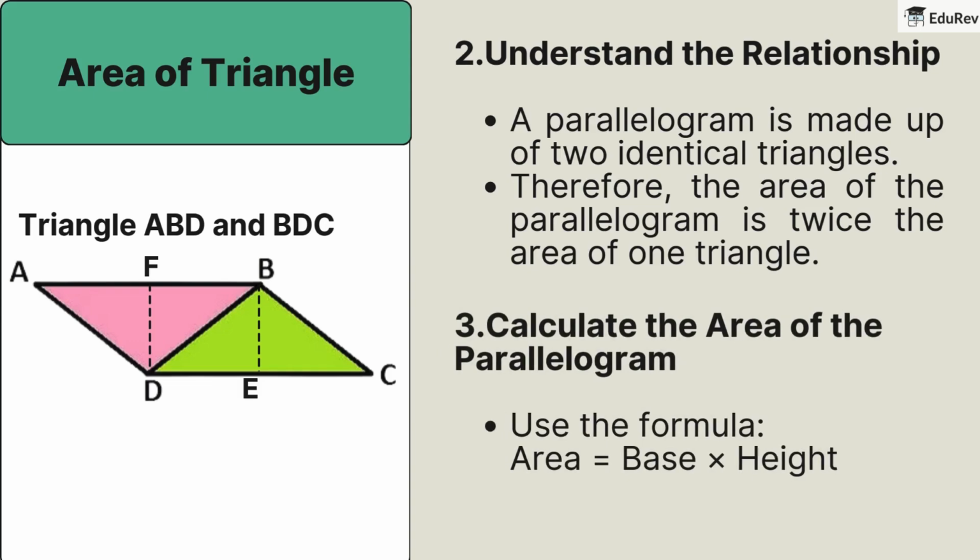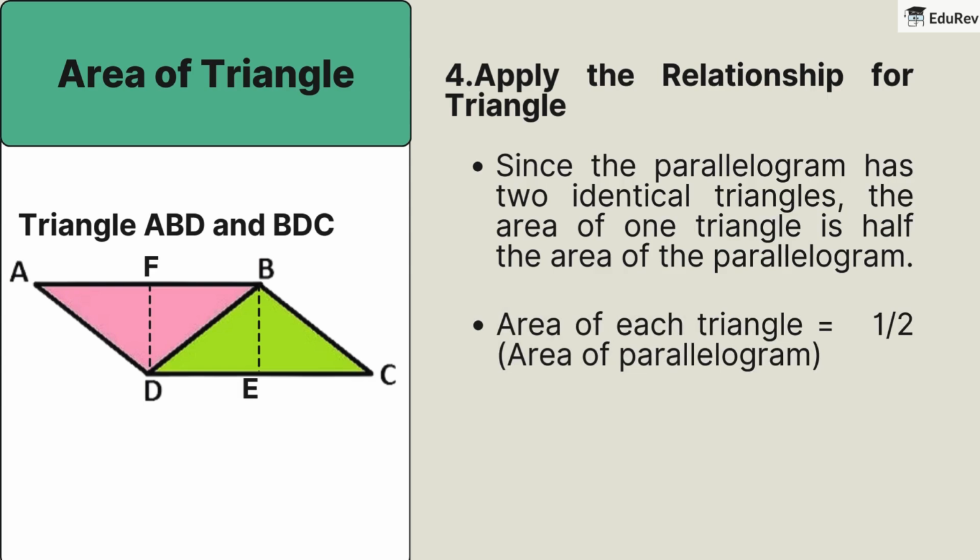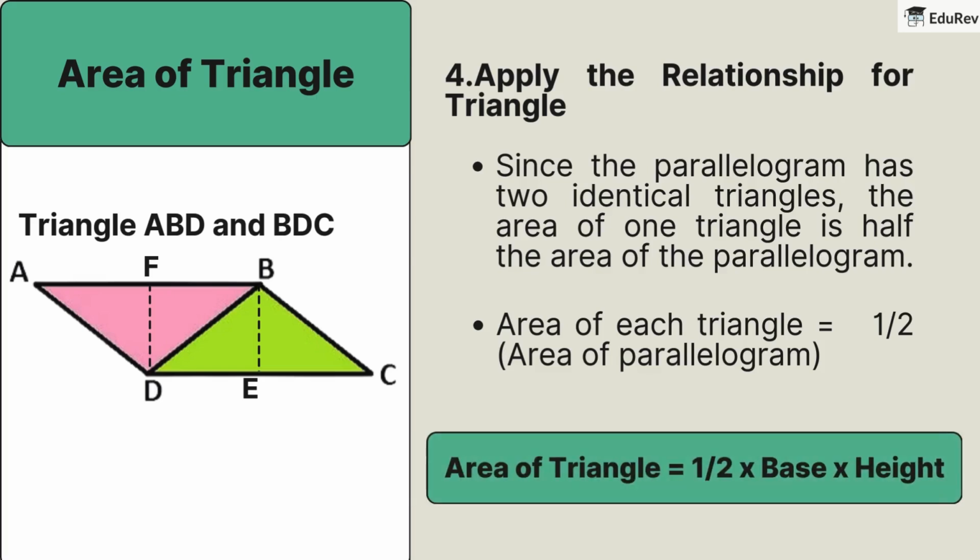Third, calculate the area of the parallelogram. Use the formula area is equal to base multiplied by height. Fourth, apply the relationship for triangle. Since the parallelogram has two identical triangles, the area of one triangle is half the area of the parallelogram. Area of each triangle is equal to a half into area of parallelogram. Thus we get the area of triangle to be a half into base into height.